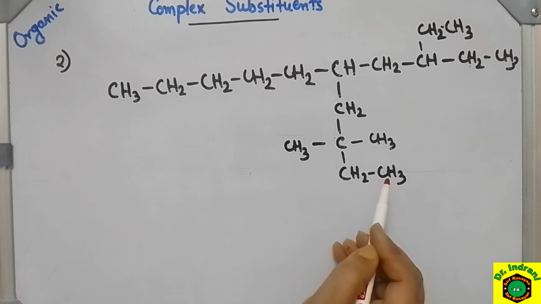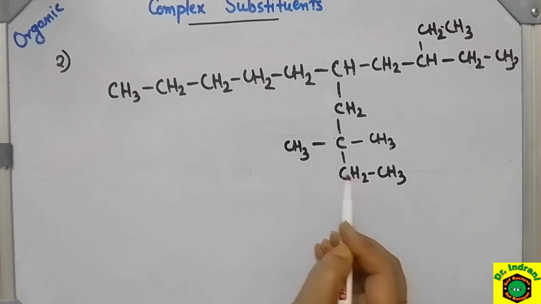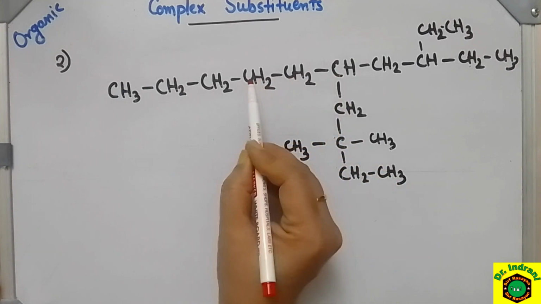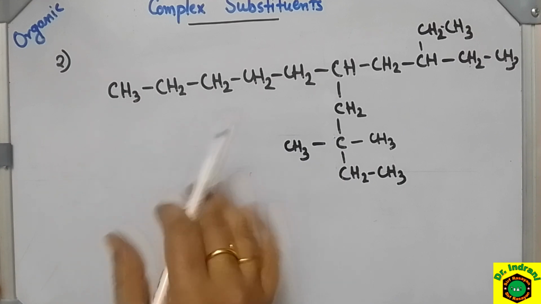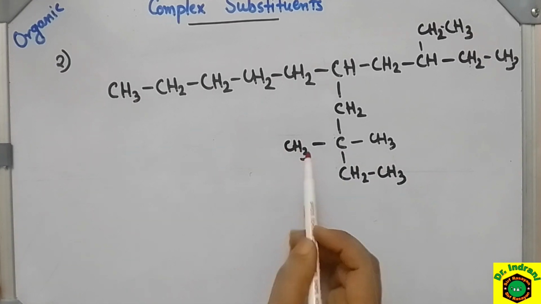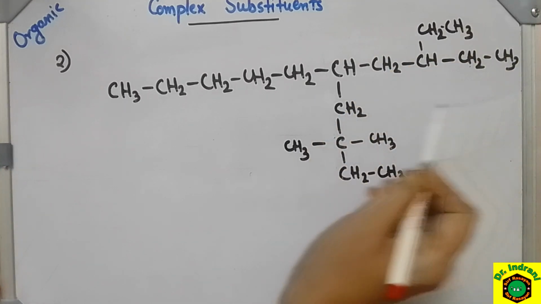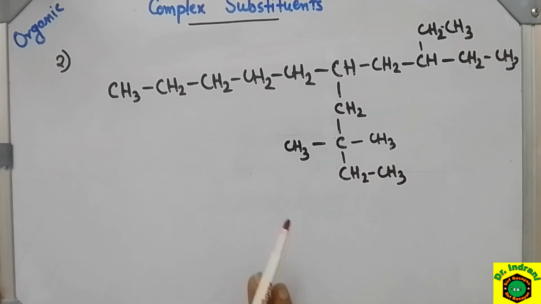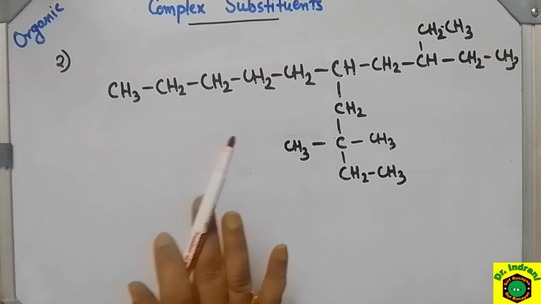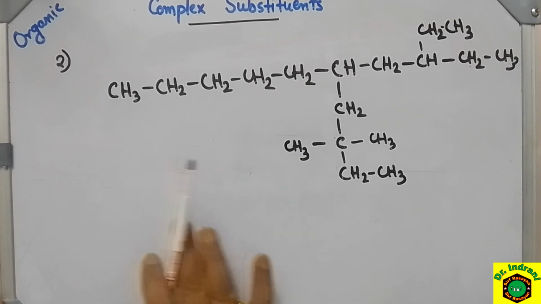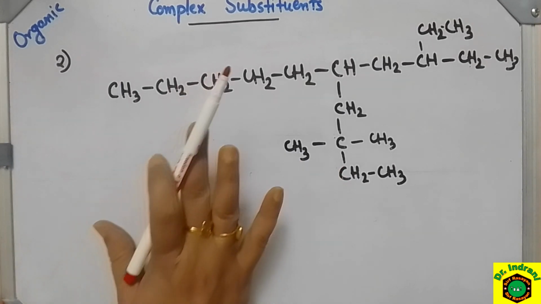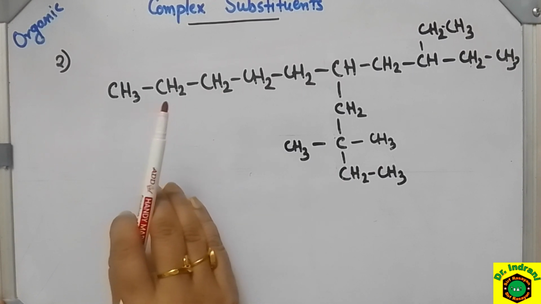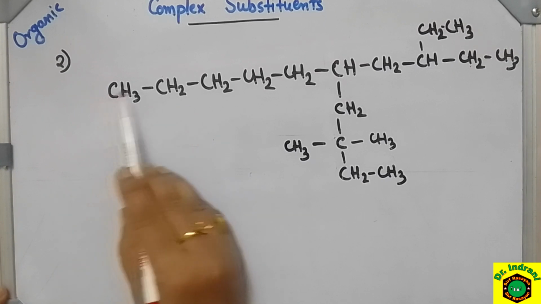Another chain we can consider starting from here, this one. So it is having 1, 2, 3, 4, 5, 6, 7, 8, 9, 10. It is also having 10 carbon atoms. And how many substituents? Here one, here another. So 3 substituents are there. But previously for this one, we are having 2 substituents. So if you are getting 2 chains of equal length, then to select the parent chain, you have to check the number of substituents attached to it. The chain with the maximum number of substituents will be the parent chain. So this is your parent chain.